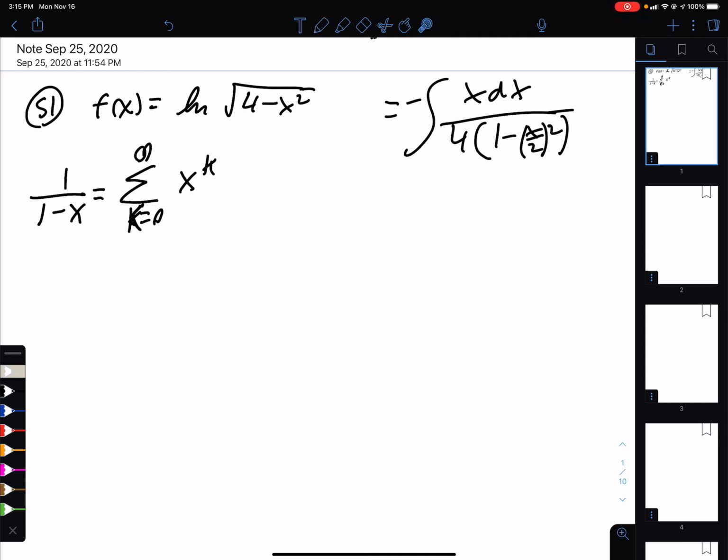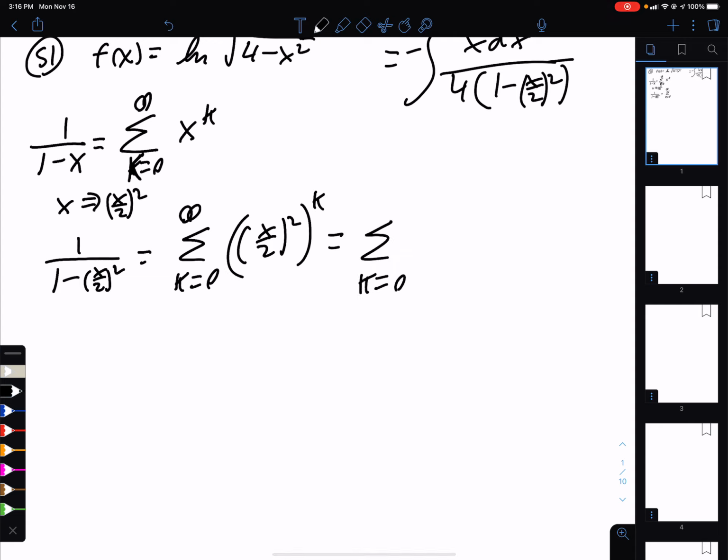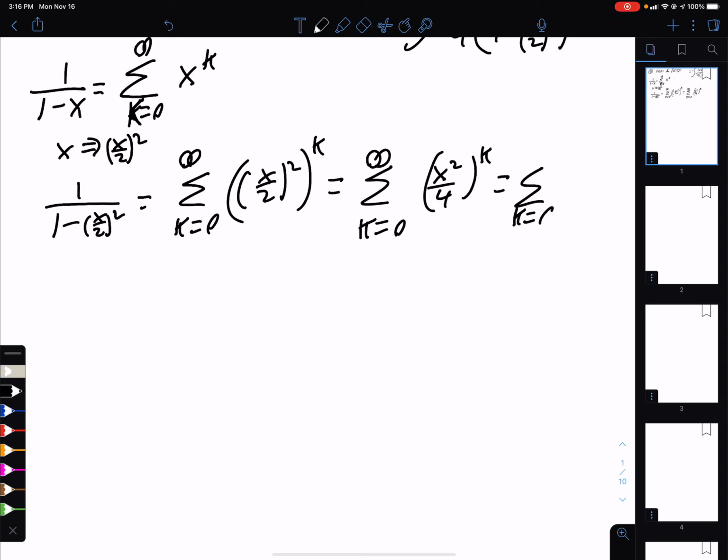So here's my first thought. I wish I had this, an x over 2 squared. So I replace x with x over 2 squared. Now I'm allowed to do that using one of the 5 properties of what I can do to a Taylor series. So this becomes 1 minus x over 2 squared. And in my series, I replace the x with x over 2 squared to the k, which gets me x squared over 4 to the k, which gets me x to the 2k over 4 to the k. Alright, so I'm getting closer to what I want.